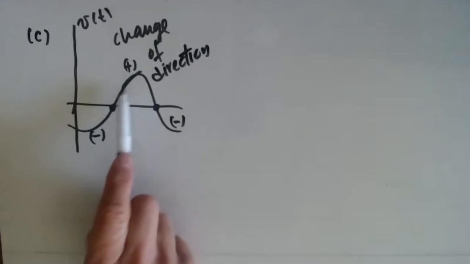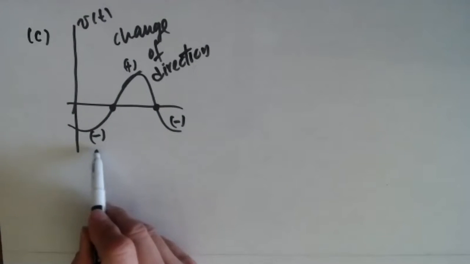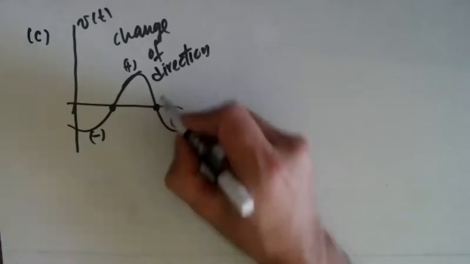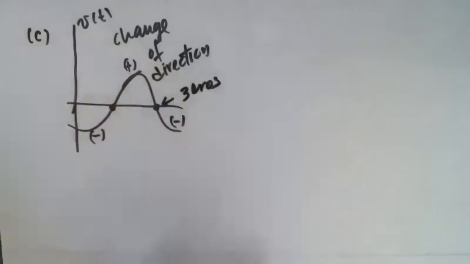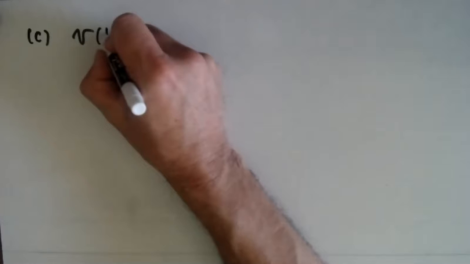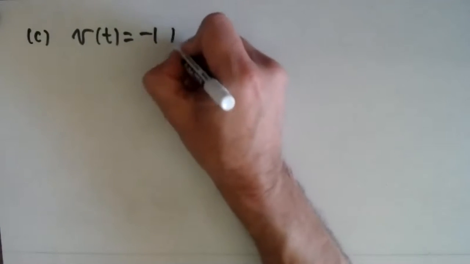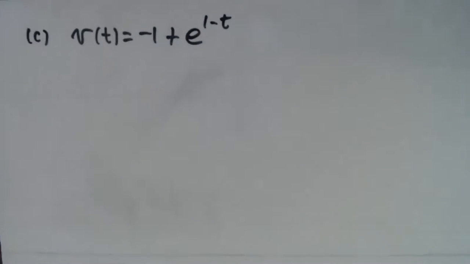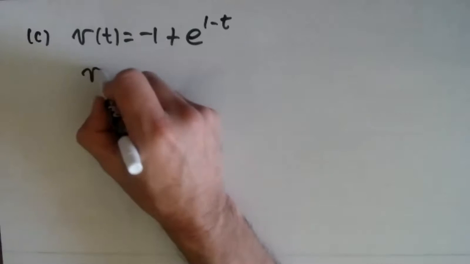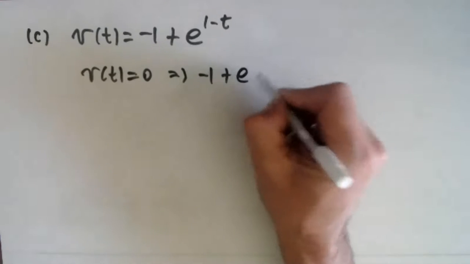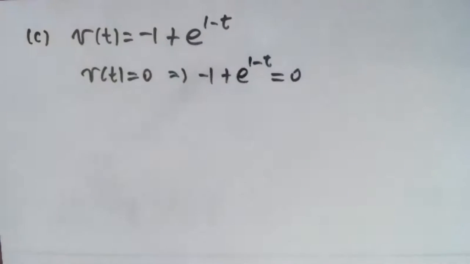So velocity positive means you move to the right, velocity negative means you move to the left. So you have to locate the zeros to see if there is a change of direction. Okay, let's see. I have v of t equals negative 1 plus e^(1 minus t). So we have to solve v of t equals 0, so negative 1 plus e^(1 minus t) equals 0.